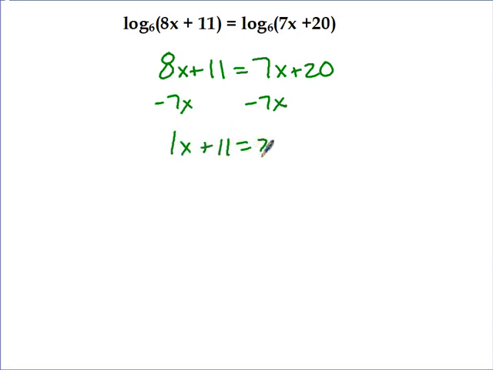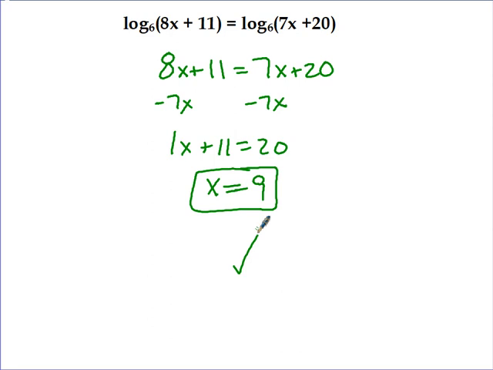So x is going to be 9, because I'll subtract 11 from both sides. Again, I have to check that 9 is going to make this positive. So that's going to be 72 plus 11, that's a positive number. And this is going to be 63 plus 20, that's going to be a positive number. So we are good. Okay, so always check your answer.